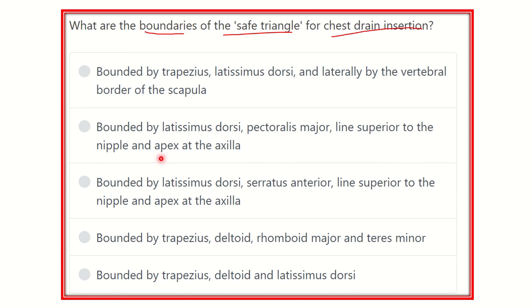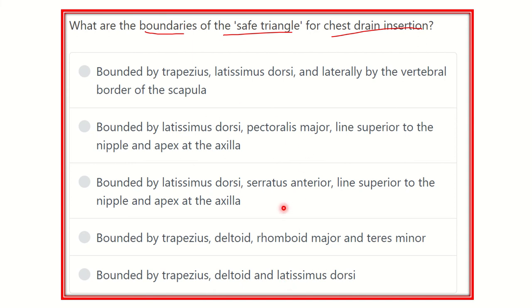So here are the options. The first option: it is bounded by the trapezius, latissimus dorsi and vertebral border of the scapula. Second option: bounded by latissimus dorsi, pectoralis major, and a line superior to the nipple at the apex of the axilla. Third option: bounded by latissimus dorsi, serratus anterior and a line superior to the nipple and the apex of the axilla. The fourth: bounded by the trapezius, deltoid, rhomboid major and teres minor. And the fifth option is bounded by trapezius, deltoid and latissimus dorsi.